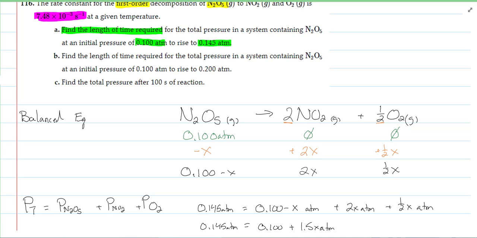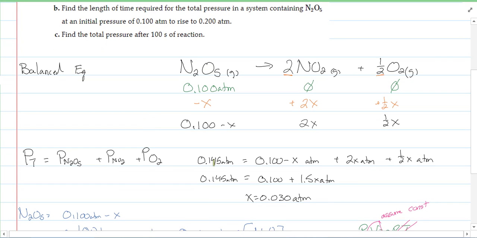B, find the length of time required for the total pressure of the system containing N2O5 if an initial pressure of 0.1 rises to 0.2. It's the same thing, except we're going to have 0.2 here instead of 0.1. 0.45, 0.2. So I want you to try B. And you can, of course, send me an email question if you don't get it. But you should be on the order of around 150 seconds. You're not going to get exactly 150 seconds. It's going to be a little bit less than 150 seconds, but about 150 seconds.